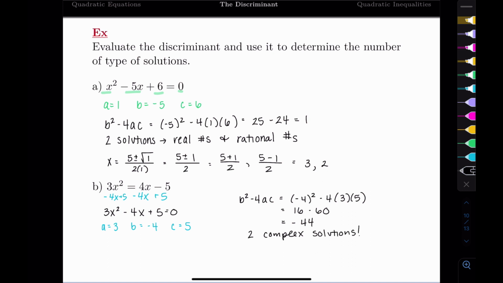And again, if you want to actually find them, you can. The actual solutions are negative b plus or minus the square root of b squared minus 4ac, which we figured out, all over 2a, which leaves us with 4 plus or minus root 44i over 6, which then can be simplified from there. You can simplify it if you want, but they are imaginary or further complex solutions.